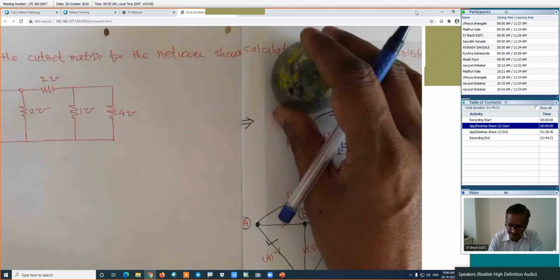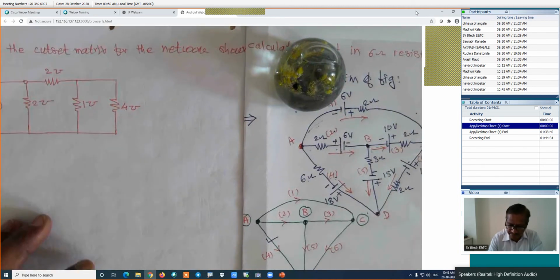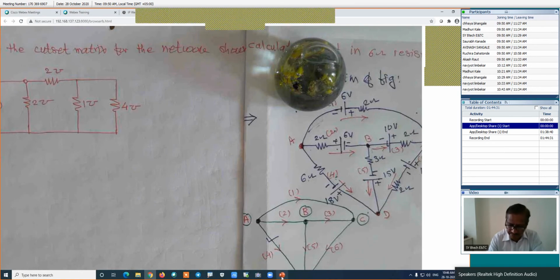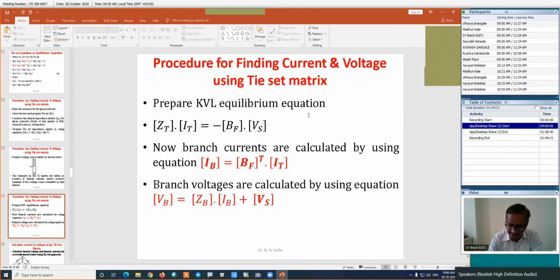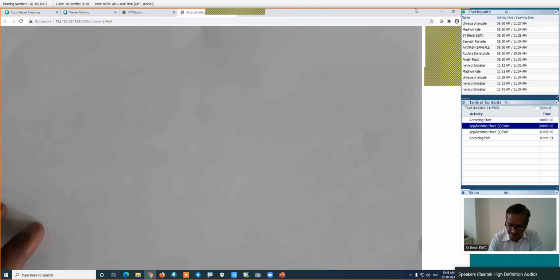If we have step number 7, then we will prepare step number 8. I will discuss what step number 8 is. Now look at step number 8. If we have this, prepare the KVL equation or equilibrium equation using ZT into IT is equal to -BF into VS. I will draw somewhere here. This is step number 8.